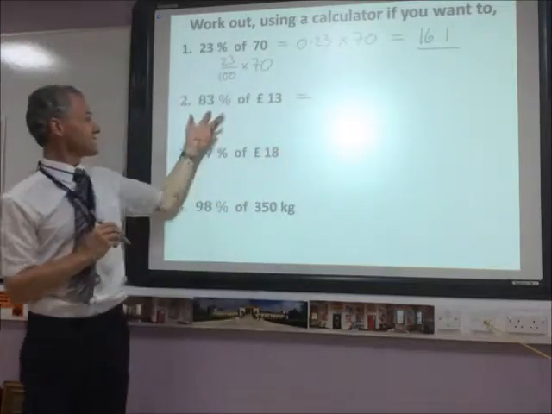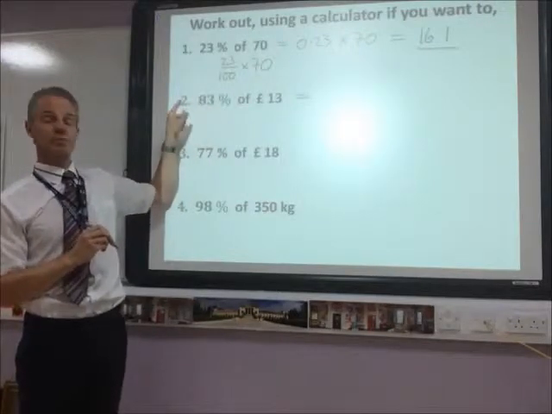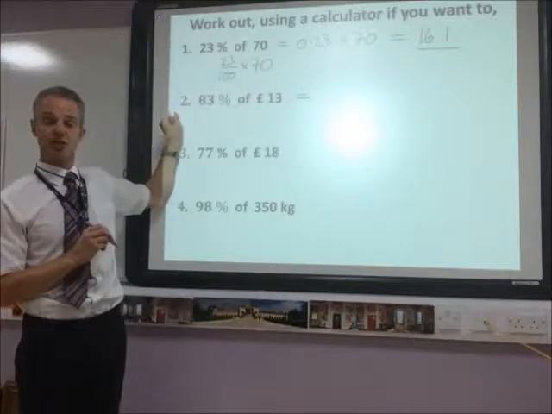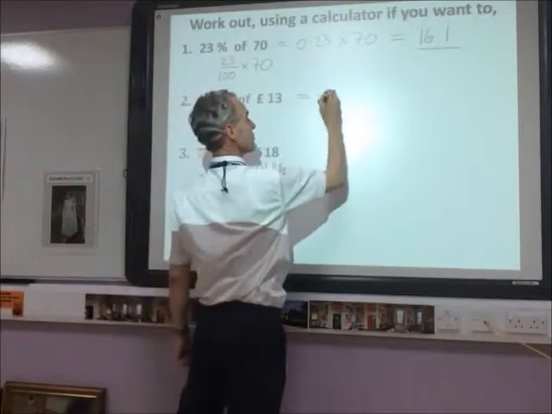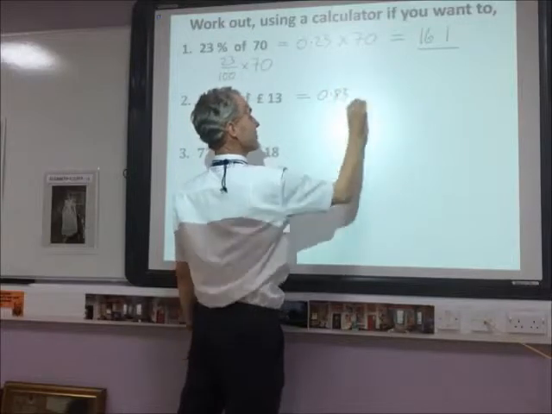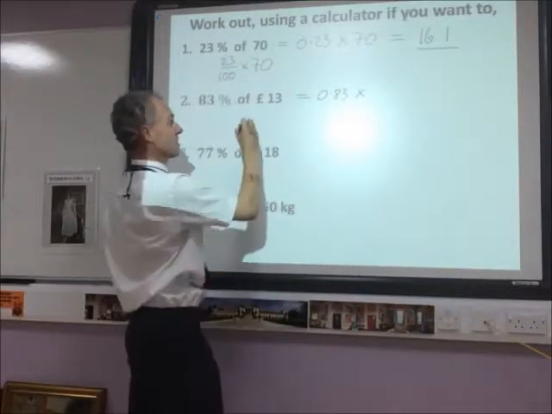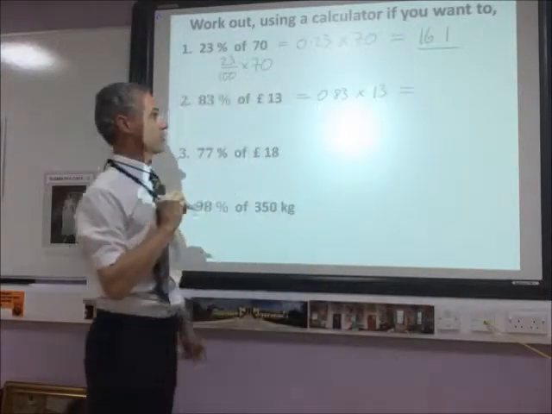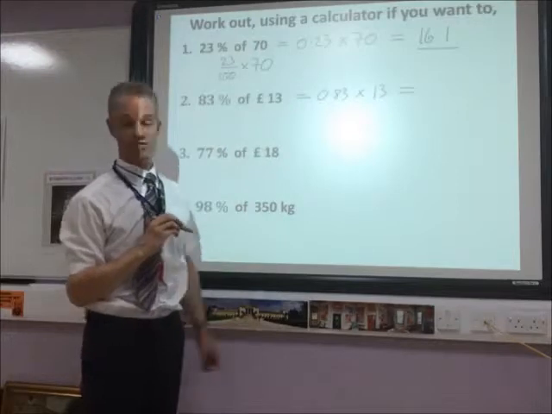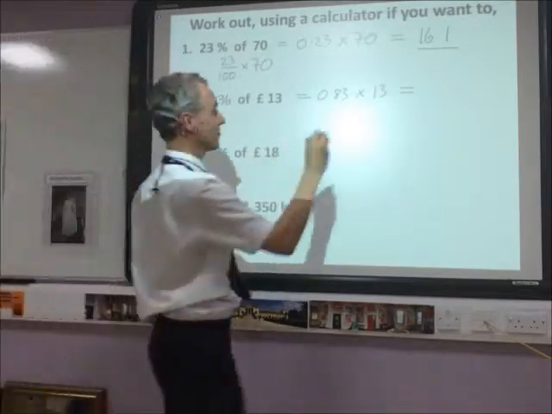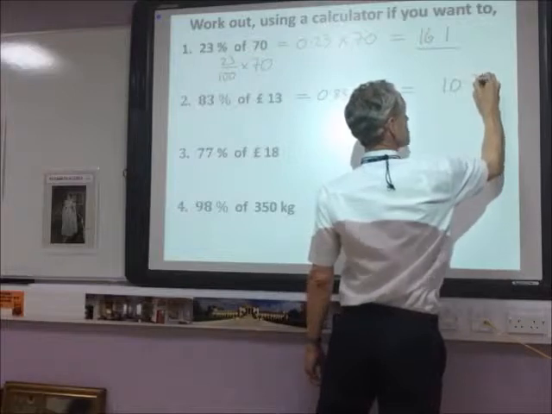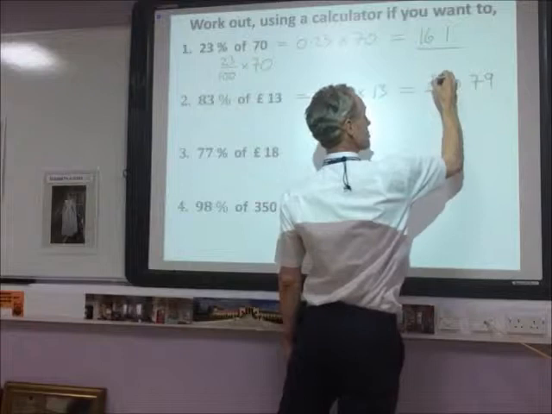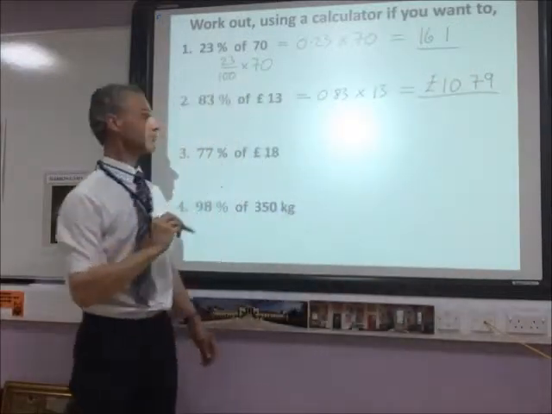So question 2, 83% of £13. First of all, I'm going to change the 83% into a decimal, which like before means moving the decimal point 2 places to the left. So instead of 83%, I've got 0.83. Instead of of, I've got a times, and I've got my £13 there. Okay, those are the buttons I press on my calculator, 0.83 times 13, and that will give me 10.79. Don't forget the units here, because the question says it's £13. I've got to make sure I've got the pound sign in my answer as well.